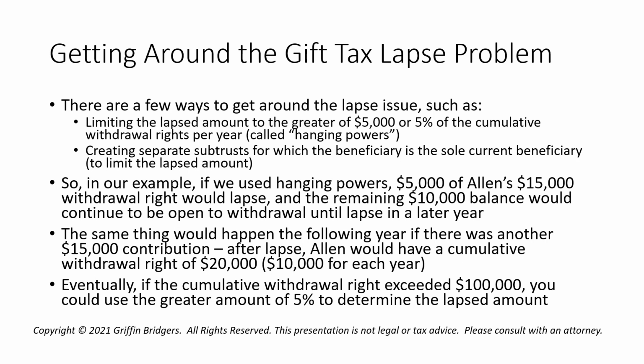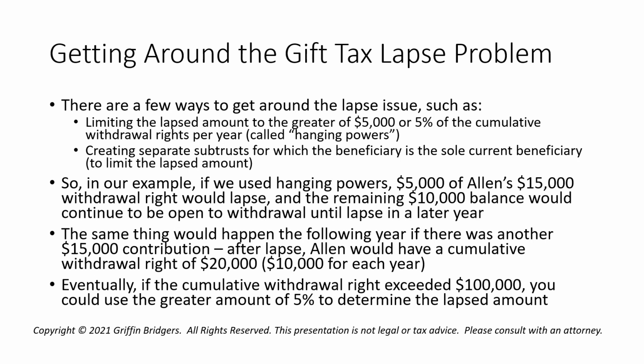So in this case, the remaining $10,000 balance using hanging powers or subtrusts as an approach would continue to be an open withdrawal right until it lapses in a later year. And you could see how this could accumulate with respect to Alan if there is an annual $15,000 contribution. Because Alan would have a $10,000 balance that rolls over from year one.